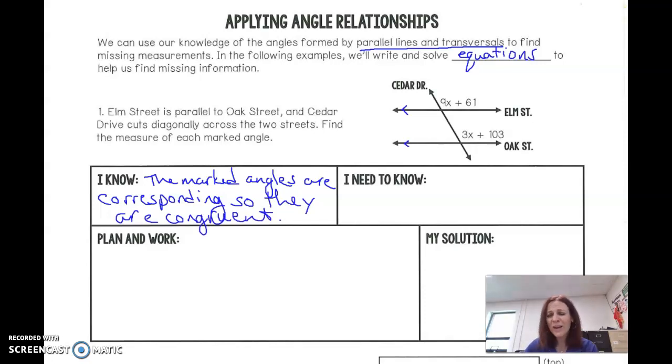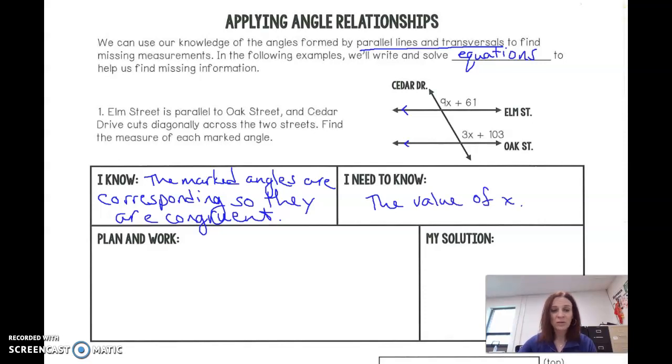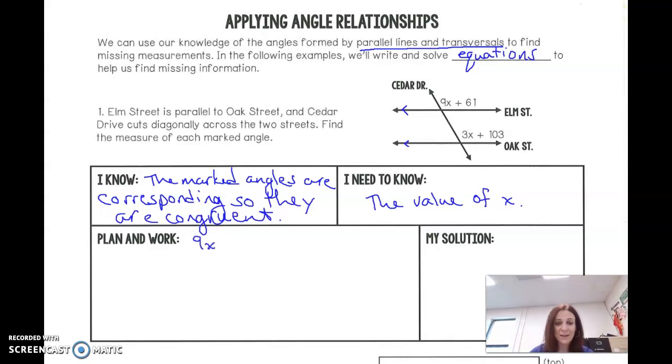If I wanted to know what the degrees was here, what do I need to know to figure that out? I want to find the measure, the number of degrees in this angle right here. Well, if I knew what x was, I could figure it out. So I need to know the value of x. Now let's do it. If we know they're congruent, let's set them equal to each other. So 9 times x plus 61 has to equal 3 times x plus 103.